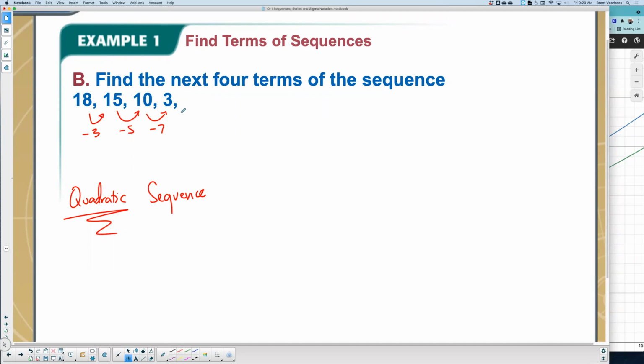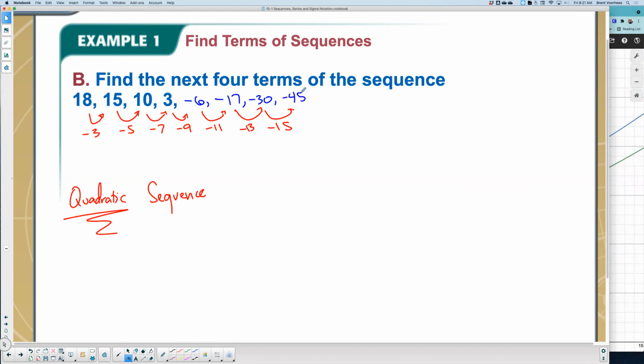Okay, so the next term, if we now subtract 9, what is 3 minus 9? Negative 6, good. And what would we subtract next? 11. So what will we get? Negative 17. Okay, what will we subtract the next time? Subtract 13. That gives us negative 30, I agree. And one more. We now subtract 15. And so the value would be negative 45.